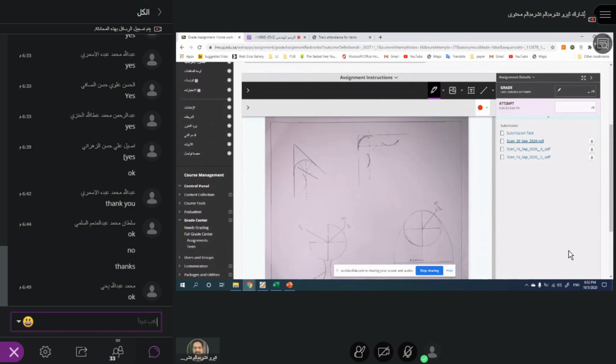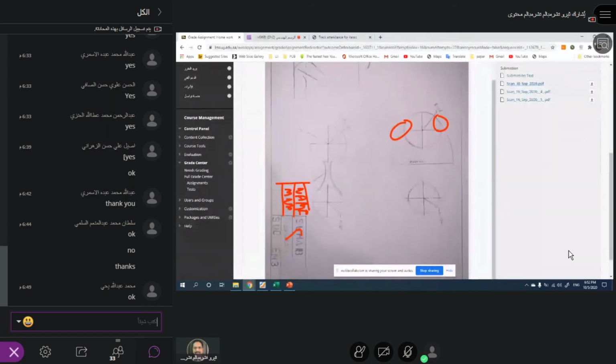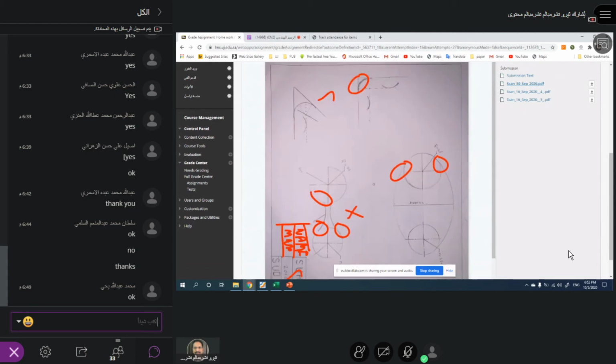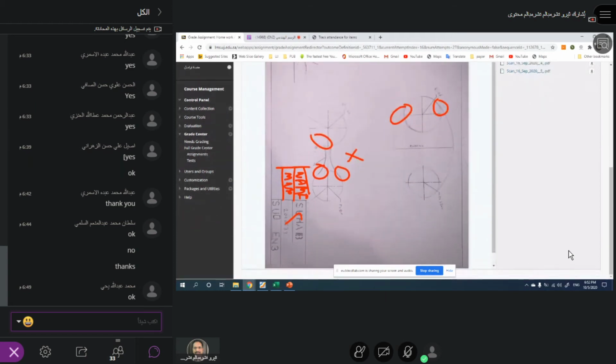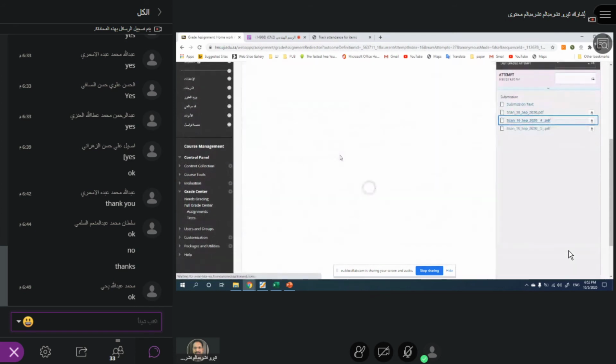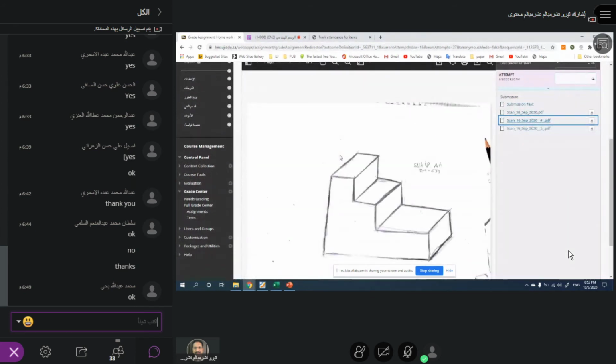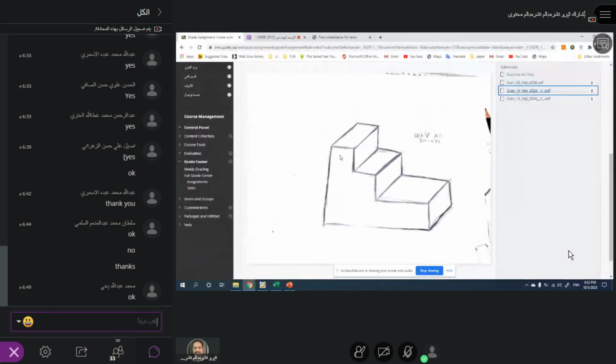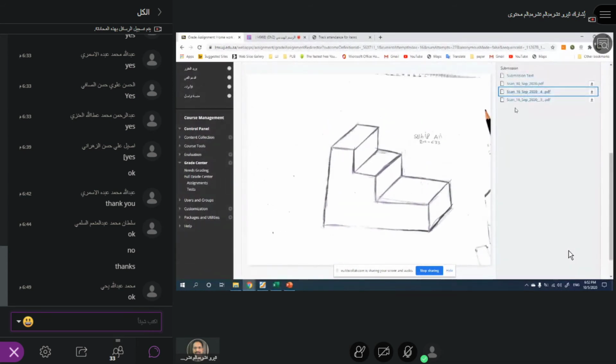This is double line. This is okay. See the radius, the tangent is wrong here. I don't know how he drew this. Here is totally wrong. This is wrong. Let me see only one. Oh, he made it the old one, eh? Okay, this is the last one.